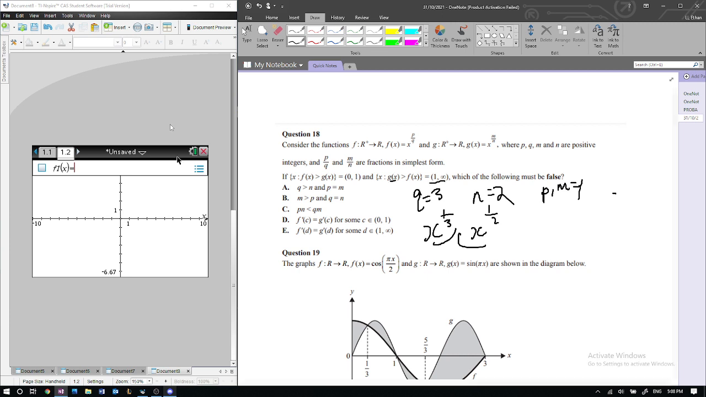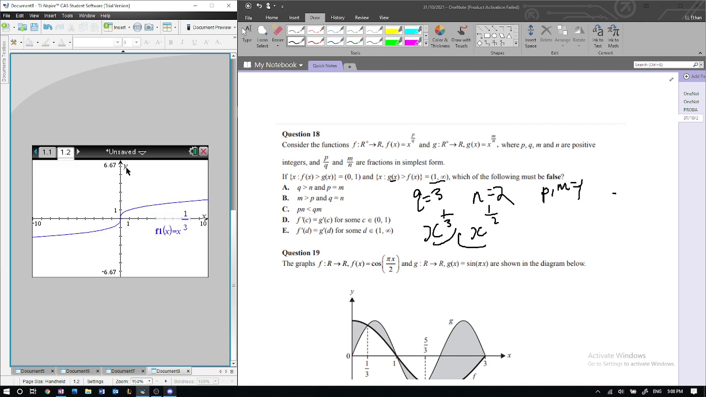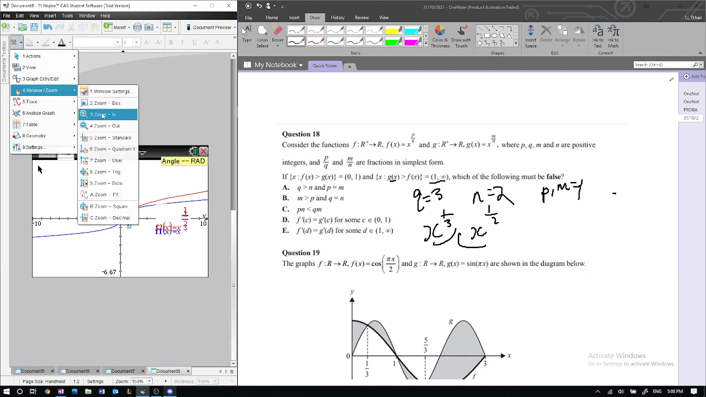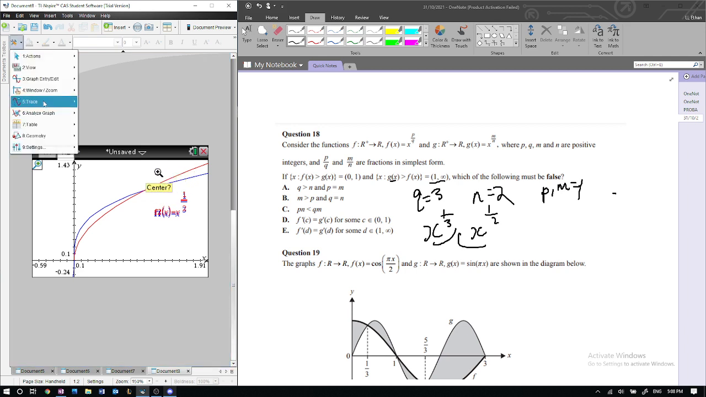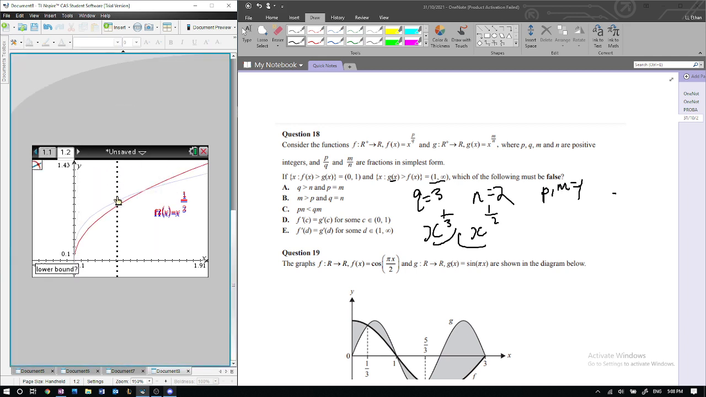So to do that, you'd graph, and since this is exam 2, you have a calculator. So x to the 1 on 3, and then x to the 1 on 2. Okay, and you can see that it is true. Let me zoom in real quick. So your f of x is the blue one, and the red one is g of x. And then if I just go analyze and find the intersection, that's 1, 1, and you can see that from 0 to 1, f of x is greater than g of x, and from 1 to infinity, g of x is greater than f of x.